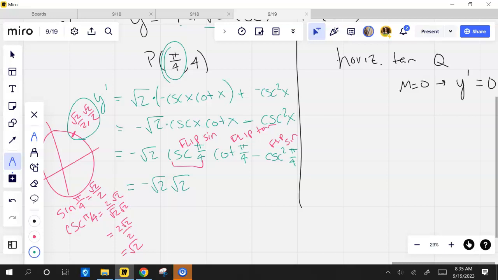You're dividing something by itself, right? The tangent's 1. If the tangent's 1, what's the flip of 1? 1. So the cotangent of pi over 4 is just 1. Go with me?